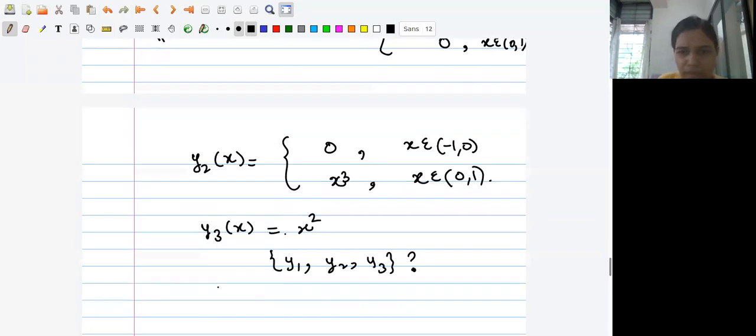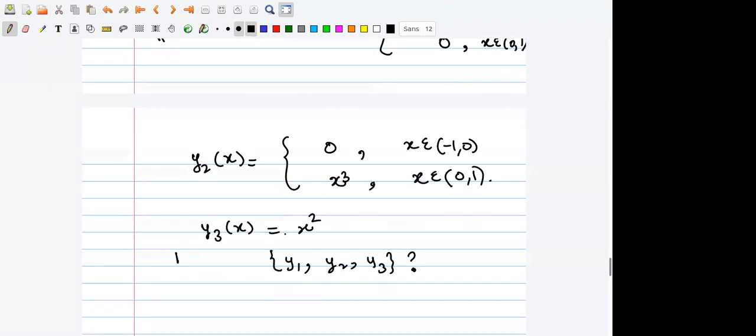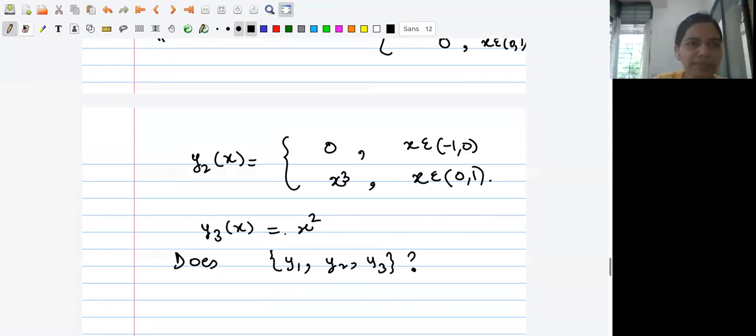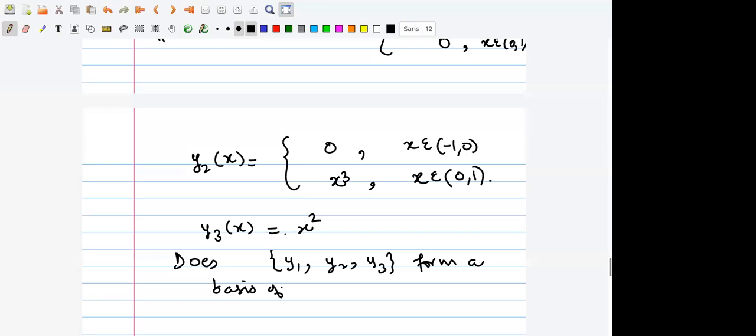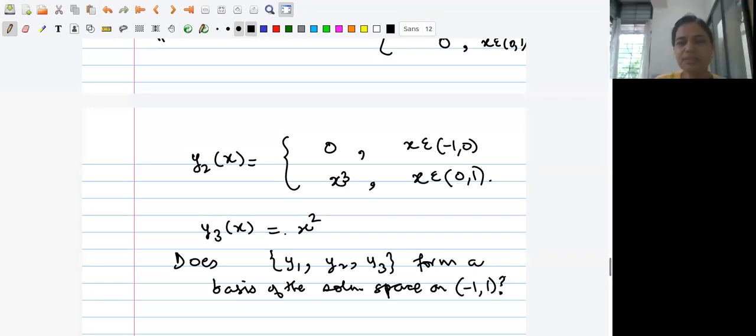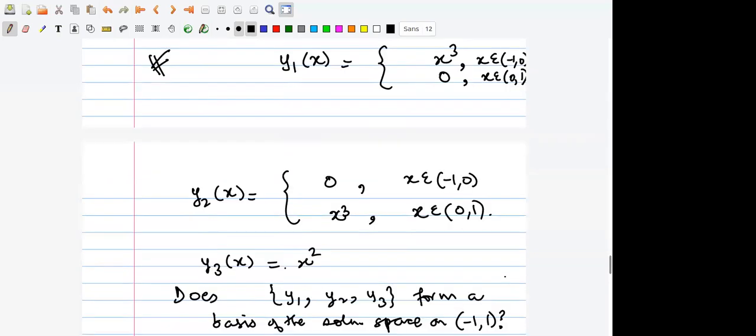There are two things here: one is spanning, and the other is linear independence. Does y1, y2, y3 as defined above form a basis of the solution space on the interval -1 to 1? Are y1 and y2 linearly independent? That is the question. Yes, they are. I think they are, right? Yes, they will be. 100% they will be. They are linearly independent.